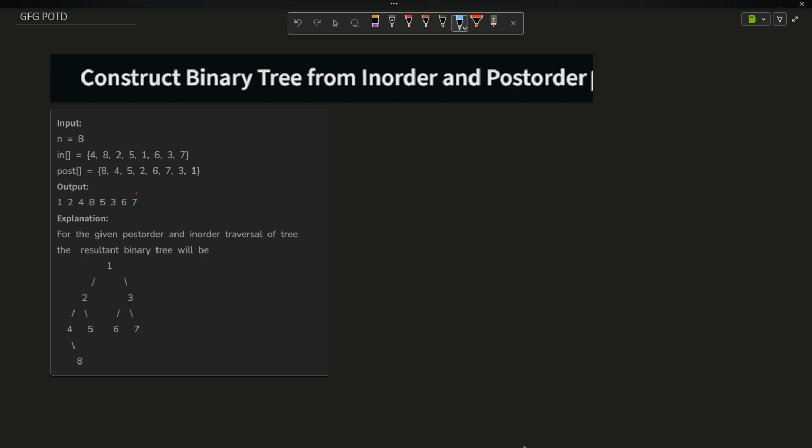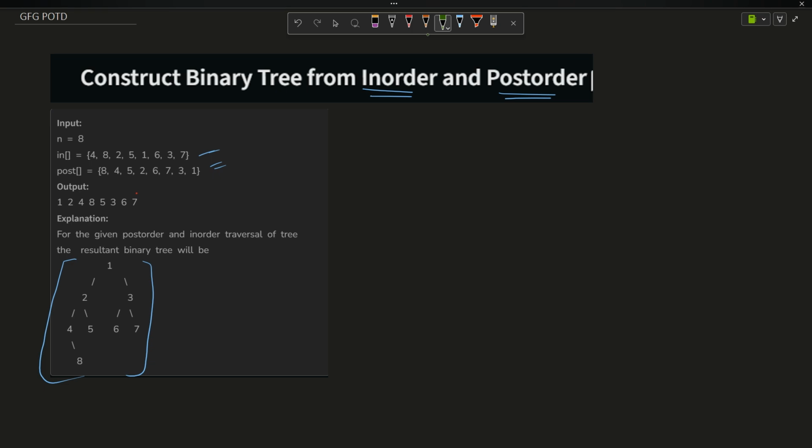Alright, so you have been given two traversals. One of them is inorder, another one of them is postorder. Now you have to create a binary tree using these two traversals. Usually this is the other way around, you get the binary tree and you have to give me the inorder and postorder, but it is always beneficial for the DSA skills to complicate the problem, right?